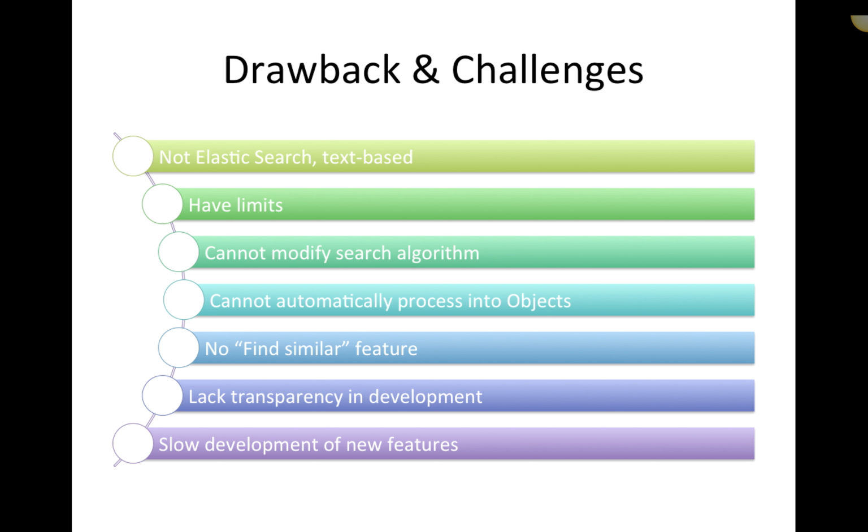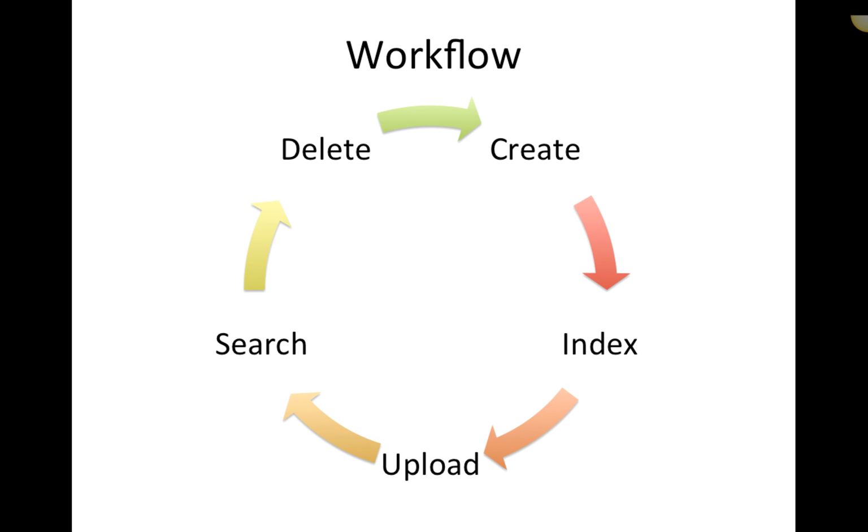There's no such thing as a find-similar-items feature, so if you have a retail store and you want to suggest similar products, that's not possible. Also, there's a lack of transparency in development. You don't really know what's going on in the background, and you also don't know when they are going to come out with new features that will support more of your needs.